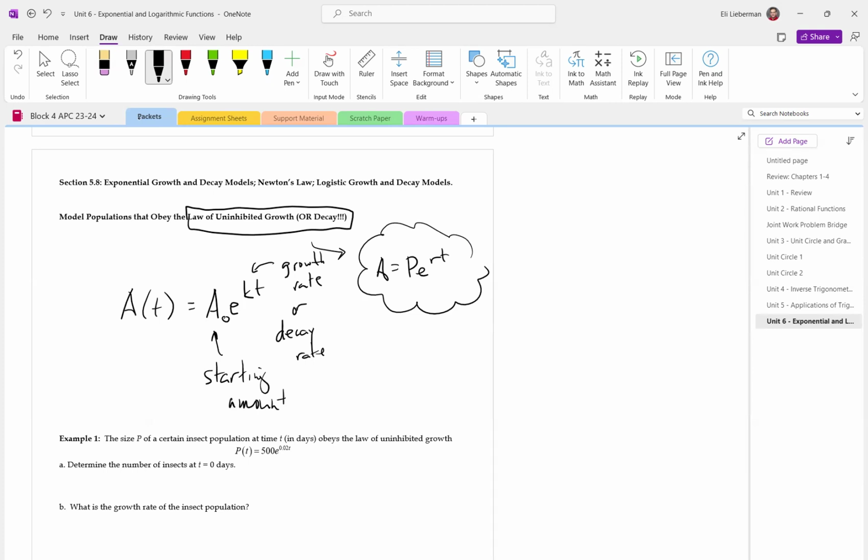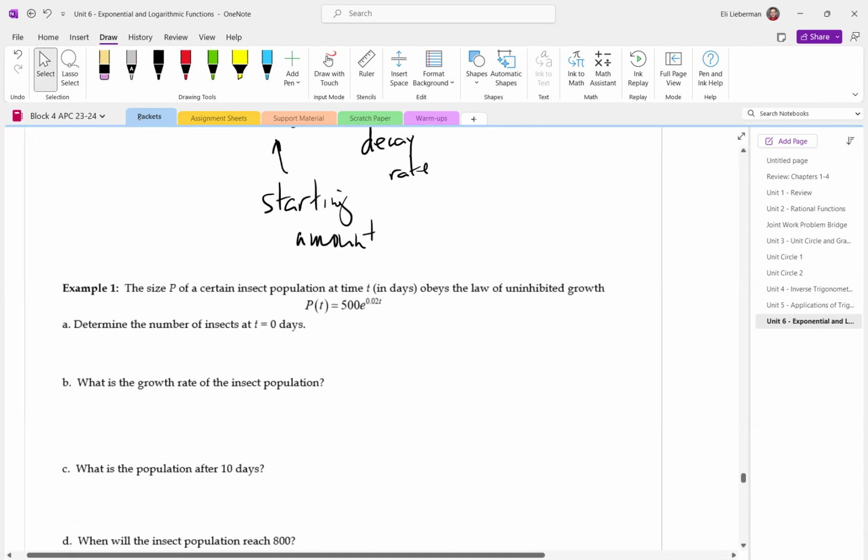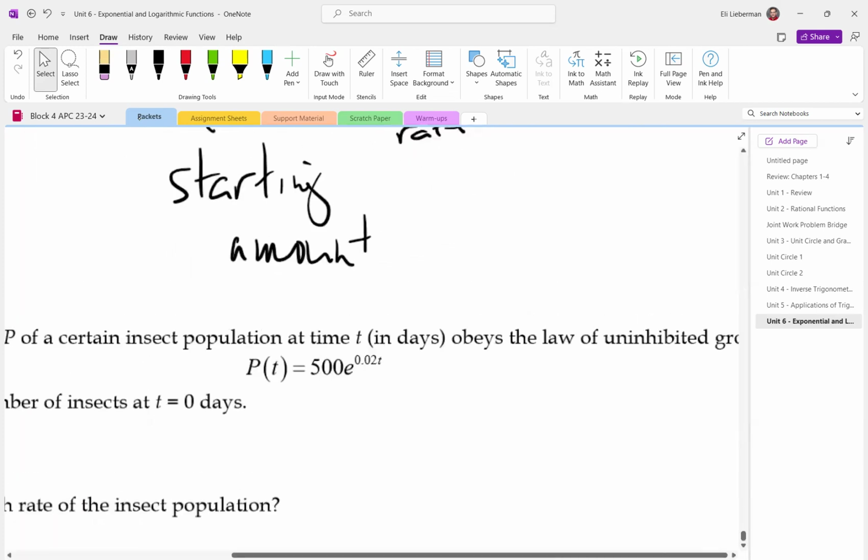Which makes perfect sense with the P, doesn't it? Because P is the principal, which is the starting amount of money that we're dealing with. It's the exact same thing we've been doing. So we're just delving further into this and seeing how it can be applied in different places. Like here, the size P of a certain insect population at time t in days obeys the law of uninhibited growth. So let's take a look at this.